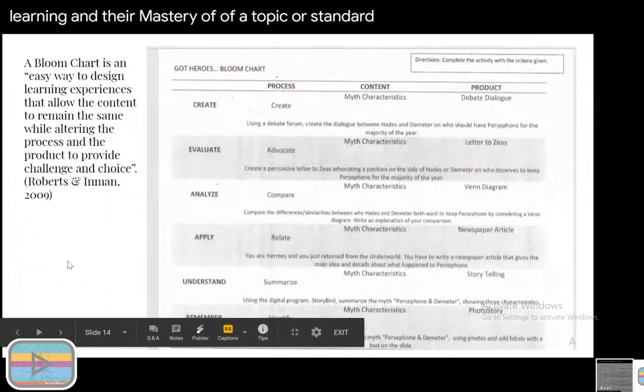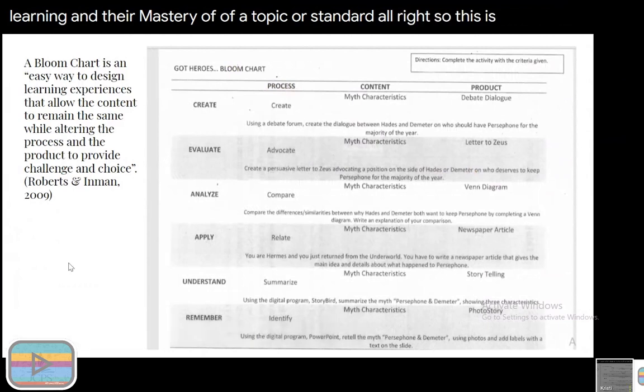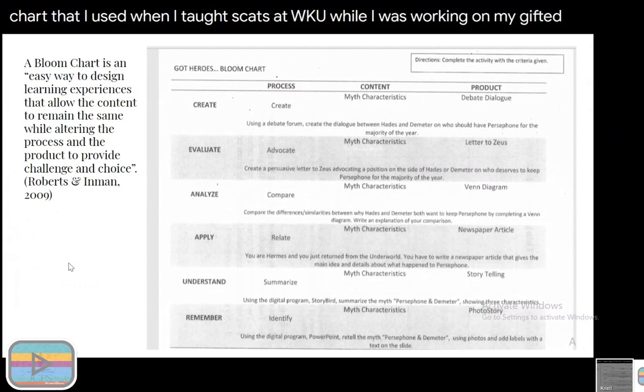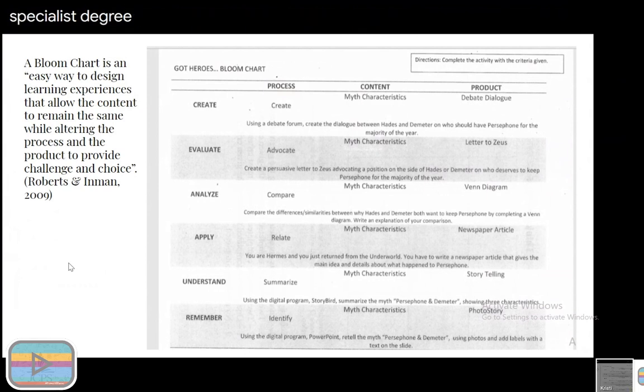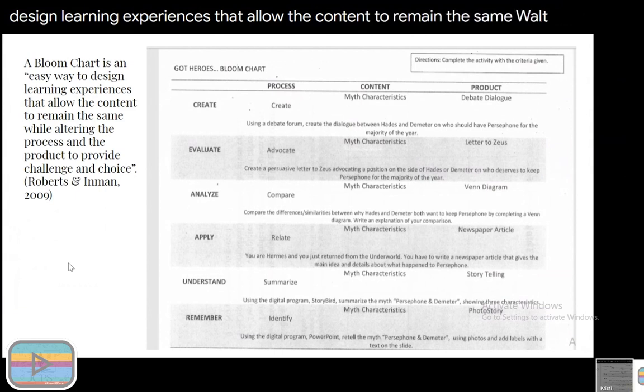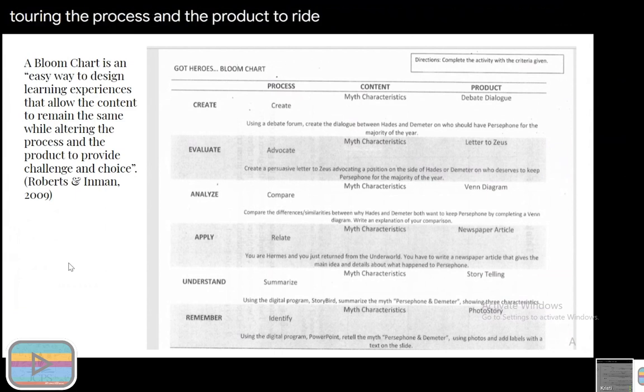All right, so this is a Bloom chart that I used when I taught SCATs at WKU while I was working on my gifted specialist degree. This was one of the things that we used for the students to be able to have choice. It was actually middle school. It's just an easy way to design learning experiences that allow the content to remain the same while altering the process and the product to provide challenge and choice.